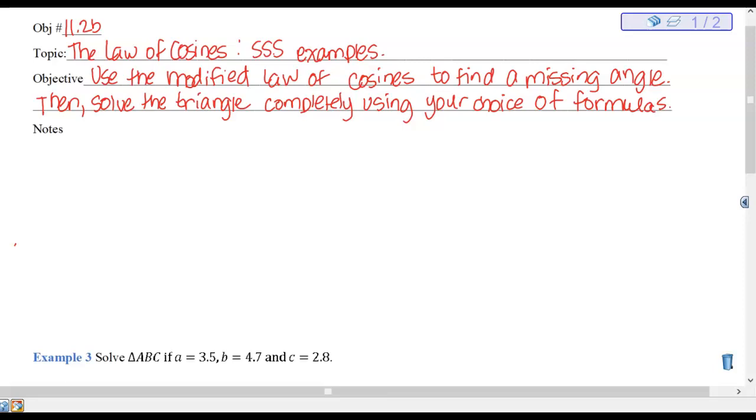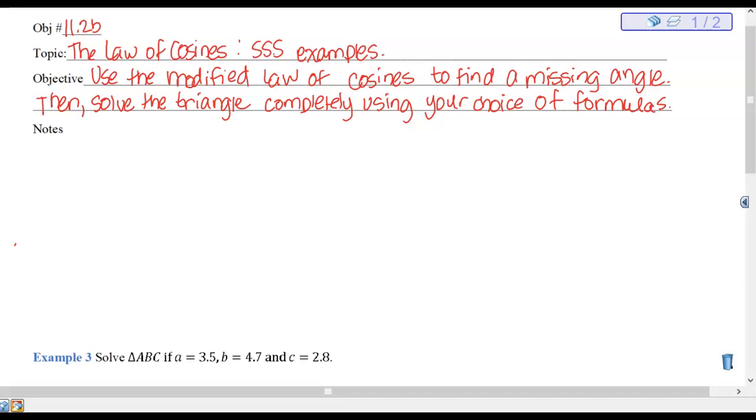Okay, so yesterday we learned to solve triangles when we were given side, angle, side by switching to the law of cosines. So hopefully that's fresh in your mind here. And so we have learned to use the law of sines when we were given angle, angle, side, or angle, side, angle. And then we learned to use the law of cosines when we had side, angle, side.